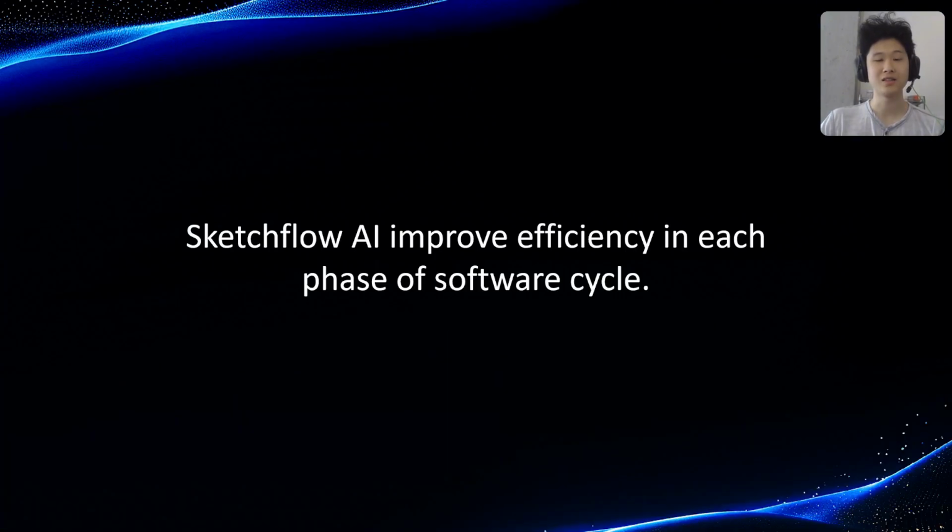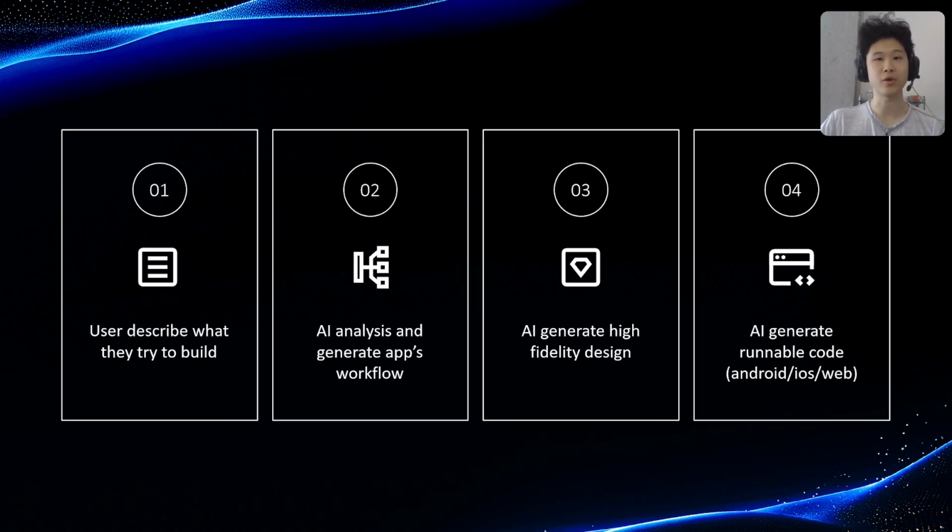Right now, Sketchflow AI helps users create high-fidelity design for software products, whether it's a website, desktop application, or a mobile app. Here's how Sketchflow AI works step by step. First, you describe what you want to build. Then, Sketchflow AI analyzes the idea and generates a visual workflow which you can review and refine. Once you're happy with the workflow, the system generates high-fidelity designs for every page, and very soon, Sketchflow AI will take the next leap, generating runnable code for web, Android, and iOS.